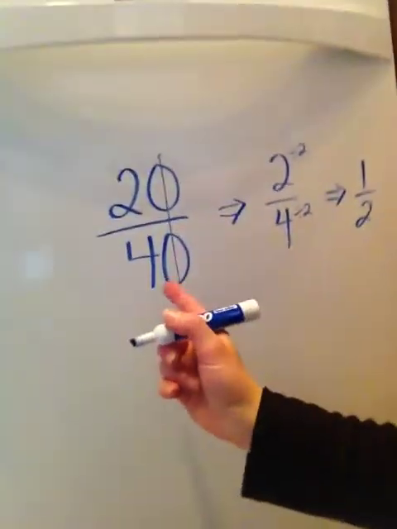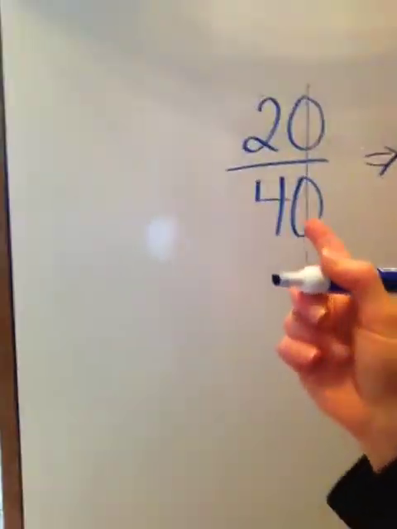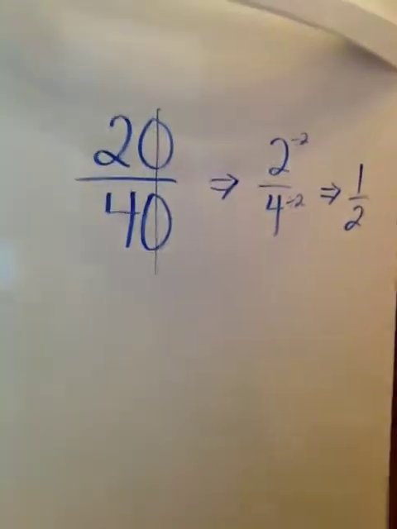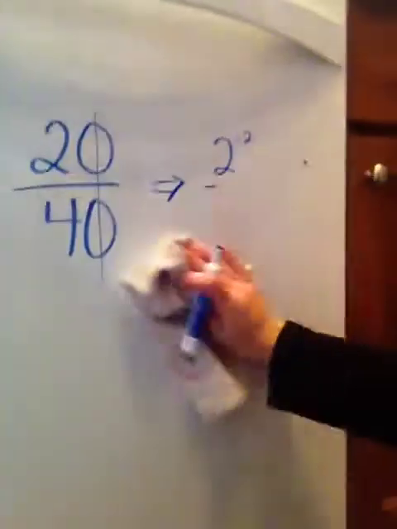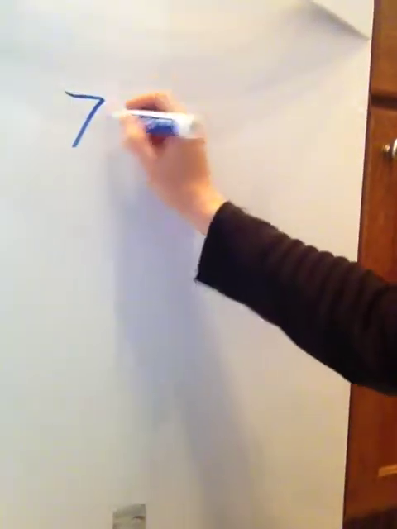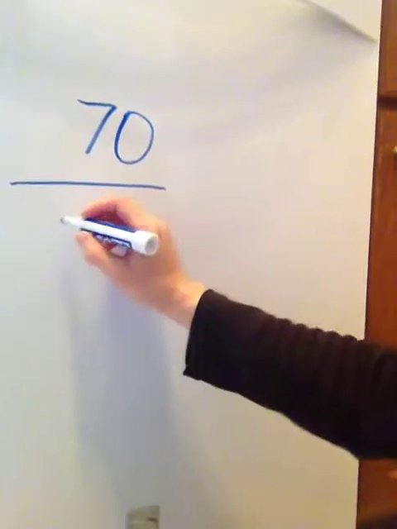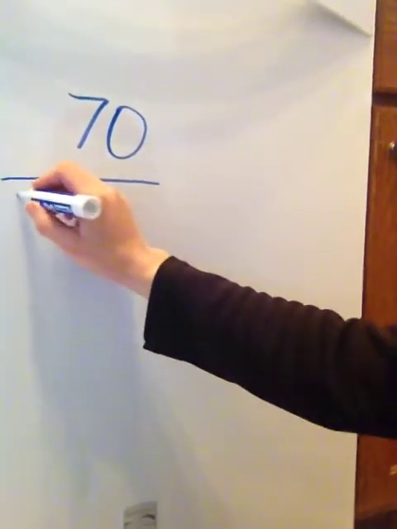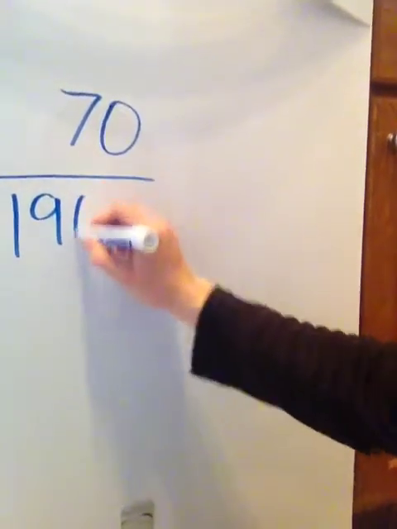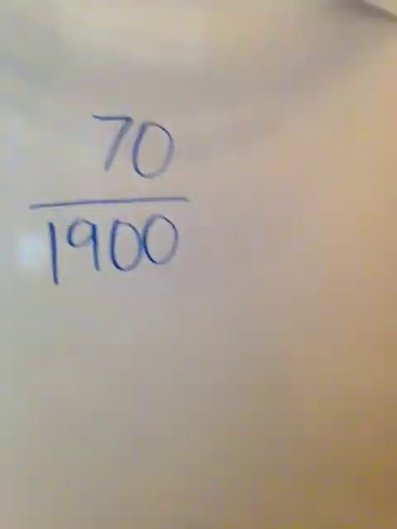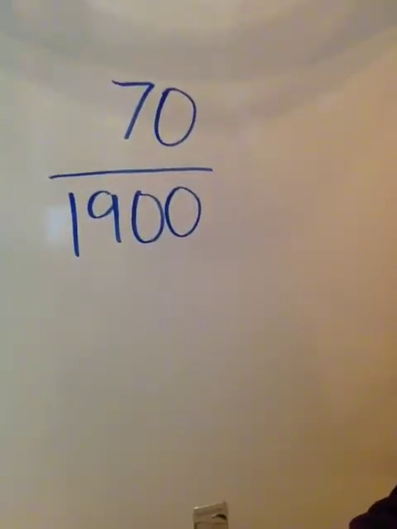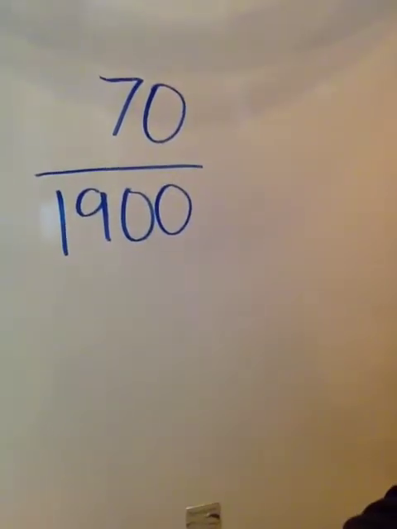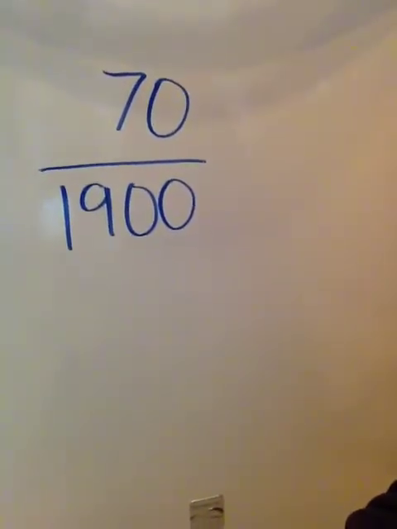This one, it's probably easy to just see that 20 would go into 40, so you might want to just divide both of them by 20 from the get-go. But if I had a number that looked something like 70 over 1900, that one will be a lot nicer and easier if we cancel zeros at the end, because then we're not dealing with as large of numbers.